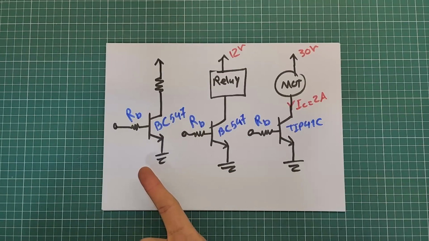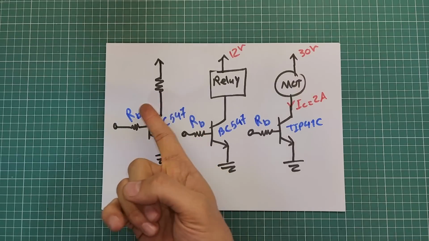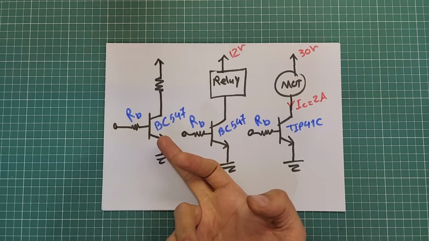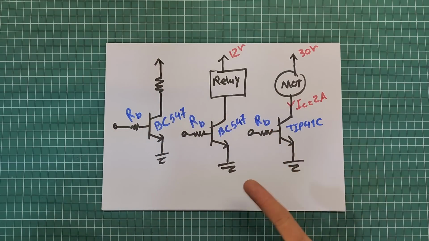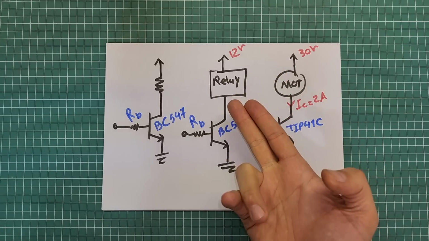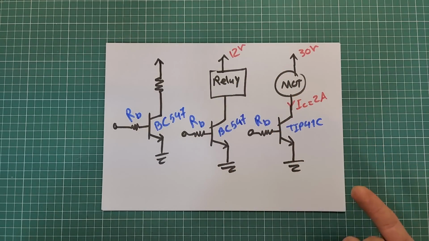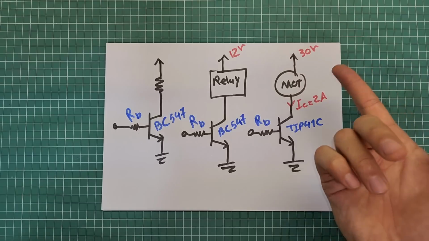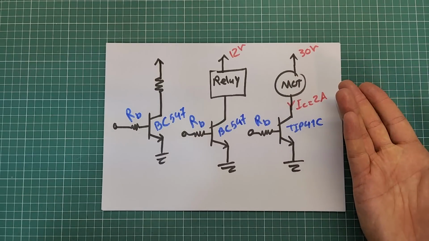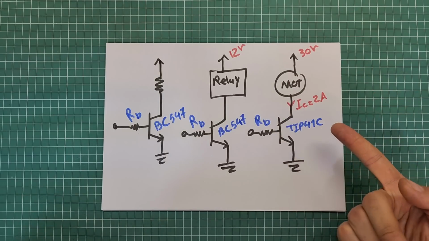The first example is to select the right value for the base resistor to switch a simple resistive load using BC547. The second example is where the load is a 12 volt relay, and the third example is to select the best resistor value to switch this 2 ampere 30 volt DC motor using this TIP41C transistor.